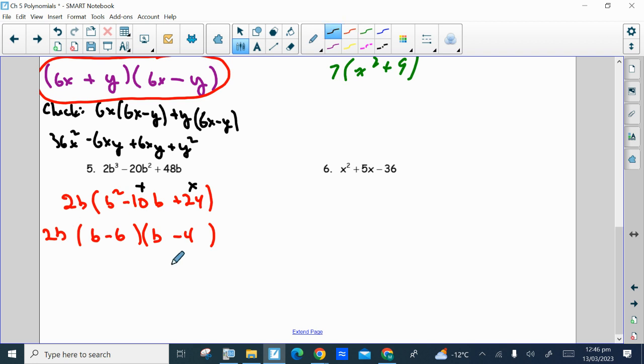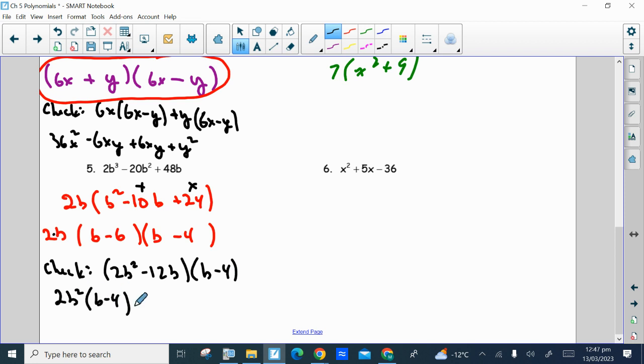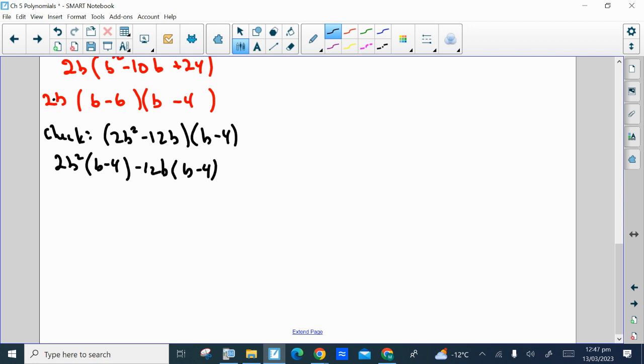So there is what we are saying our factors are, and we'll check this by multiplying. First, I'd multiply the 2b by the b minus 6. That'll give us 2b squared, take away 12b, which is then multiplied by b minus 4. And now we'll do the remaining check by multiplying out the brackets using the distributive property to make sure we get the original polynomial.